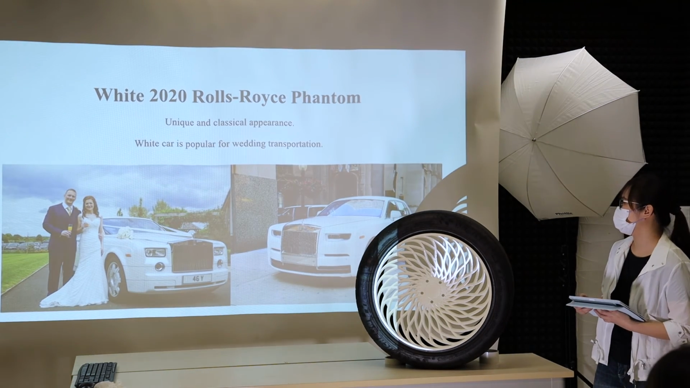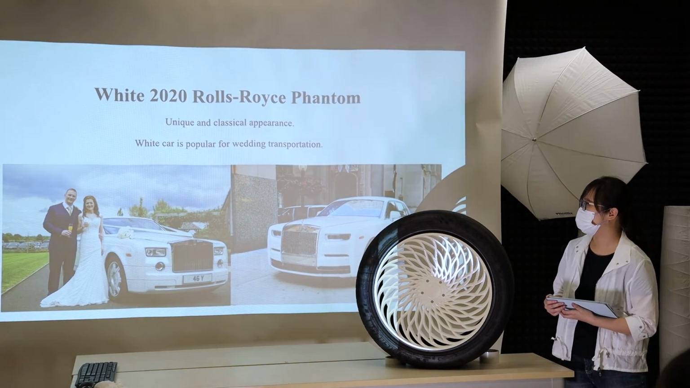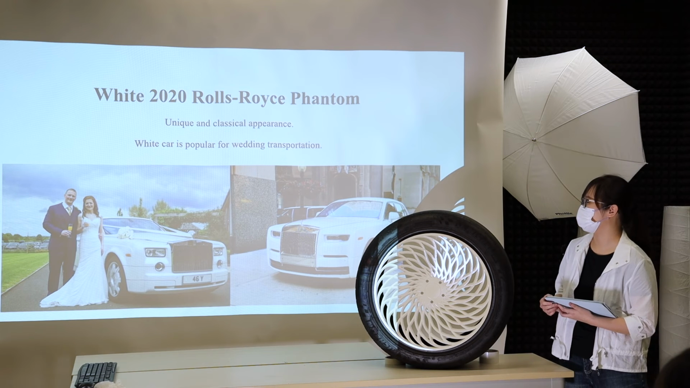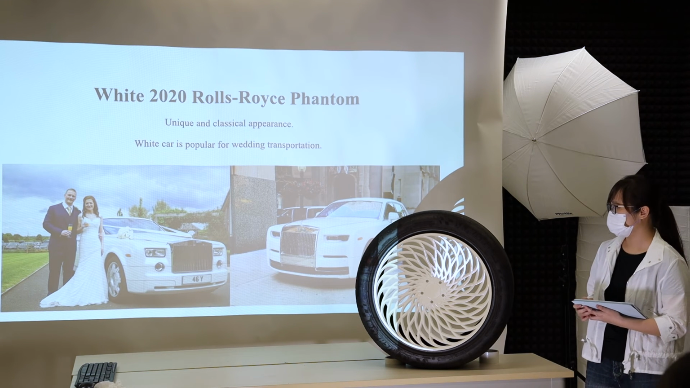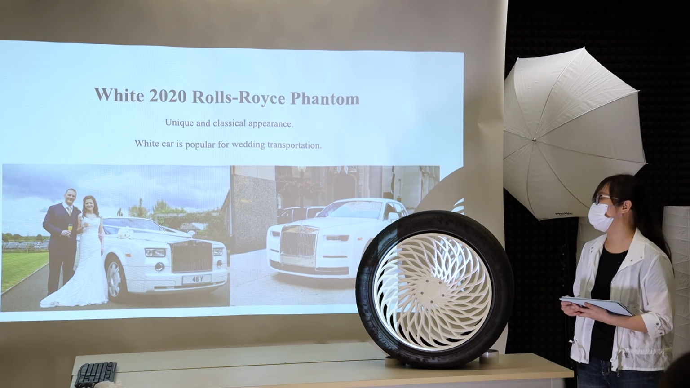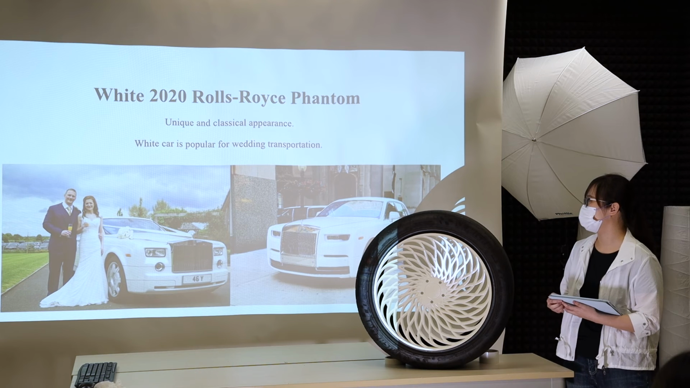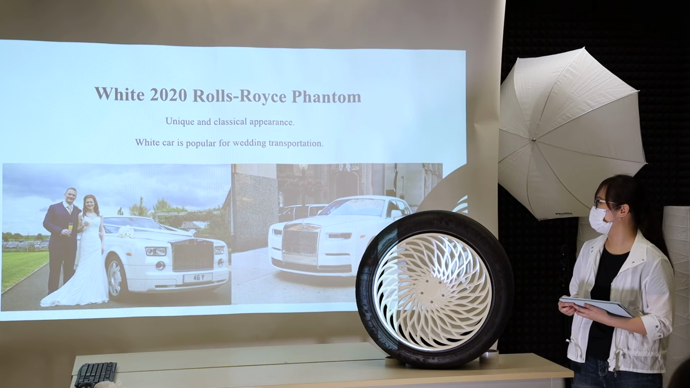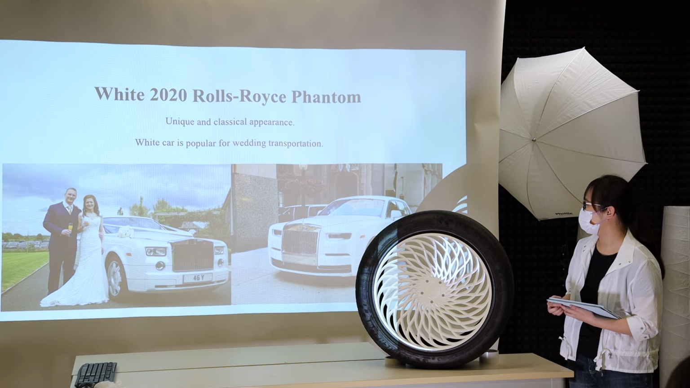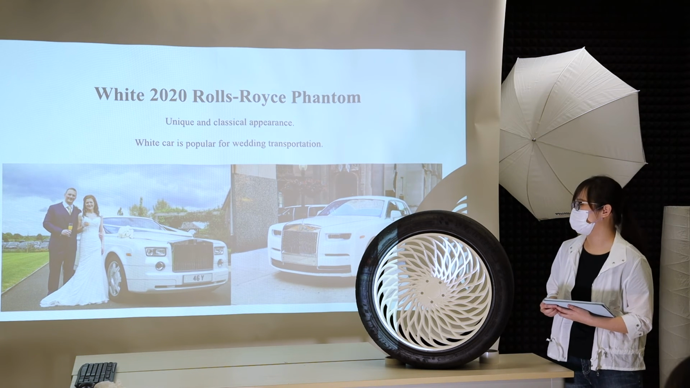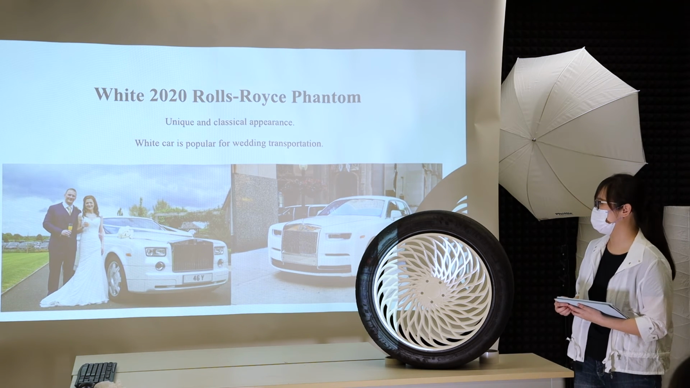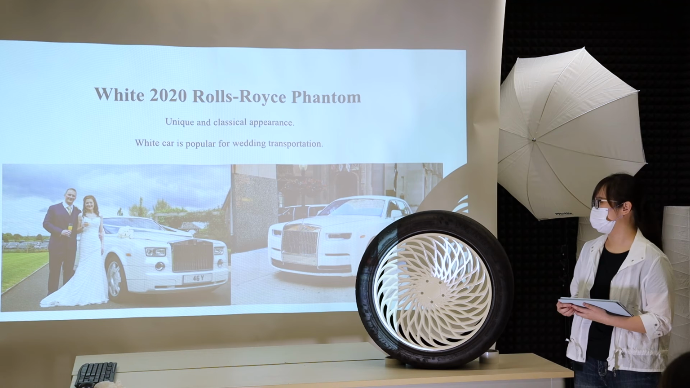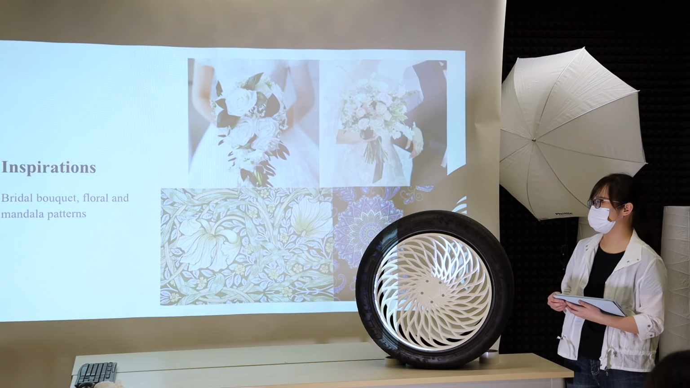So the car I chose is the white Rolls-Royce from 2020. The reason I chose this car is because its appearance is unique and classical, and also that car is popular for wedding transportation. I want to design a wheel for the wedding car, so I chose this type of car and design.